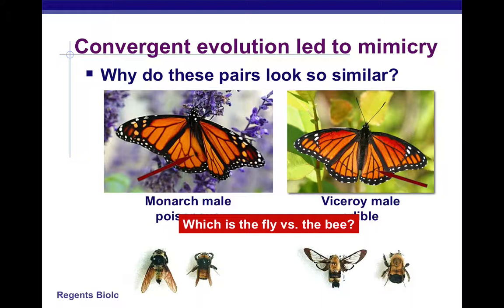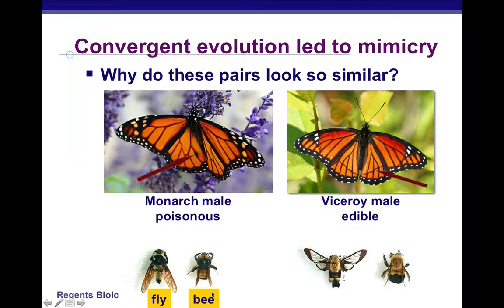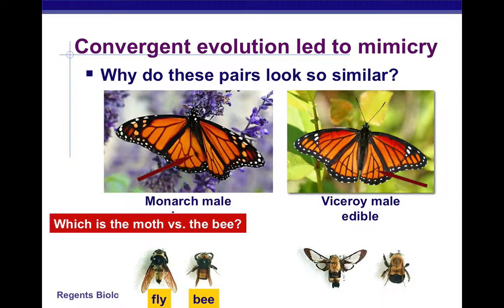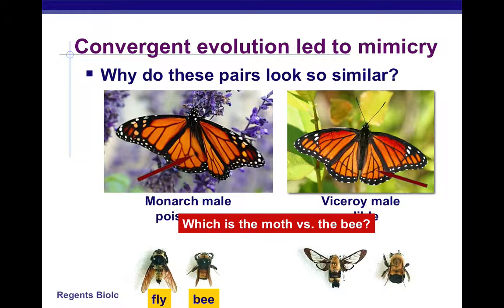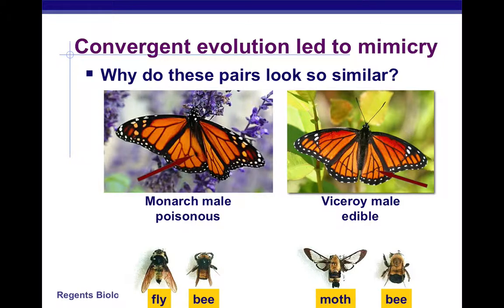Other examples of mimicry: in this case, which one do you think is the fly and which is the bee? They look kind of similar. So there you go. It looks very similar. They mimic each other to avoid being eaten. Another example would be which one's the moth and which one's the bee. They look very similar. The moth doesn't want to get eaten, so it starts to look very similar to the bee, therefore allowing it to survive longer, make more babies, and reproduce and have more characteristics similar to itself.